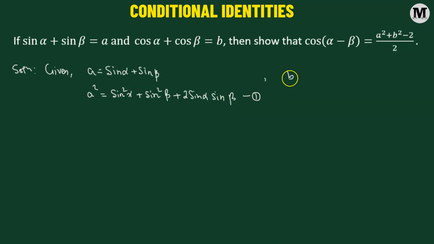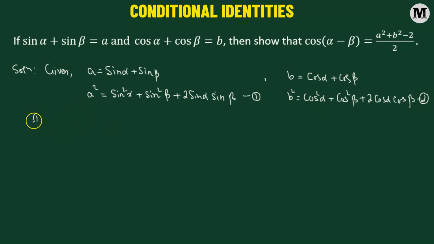And then we will use the other value, B equals the sum of cosine alpha and cosine beta, and also square both sides. That gives us B squared equals cosine squared alpha added to cosine squared beta plus 2 times the product cosine alpha and cosine beta. Let this be number 2.